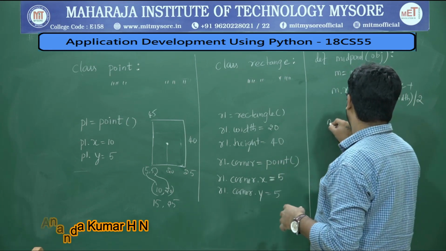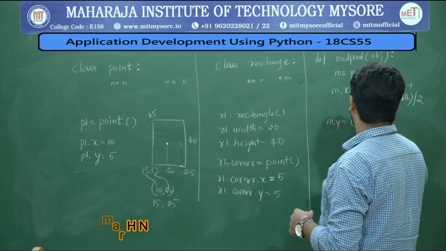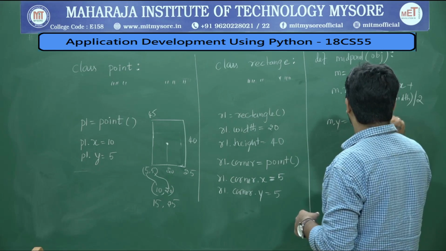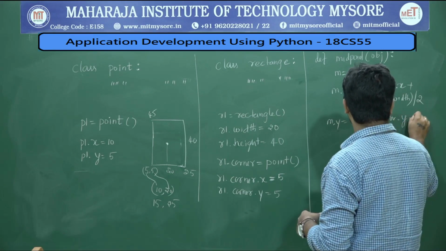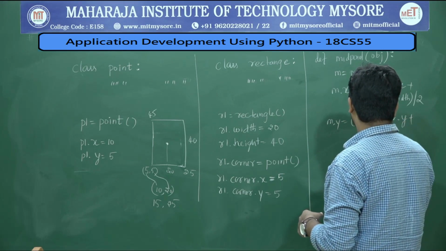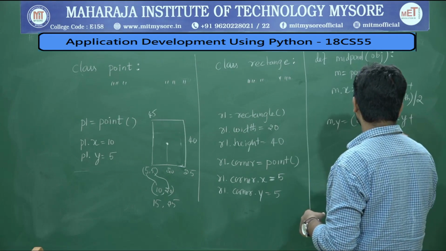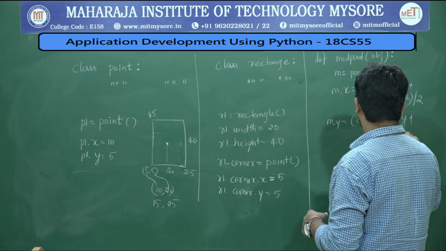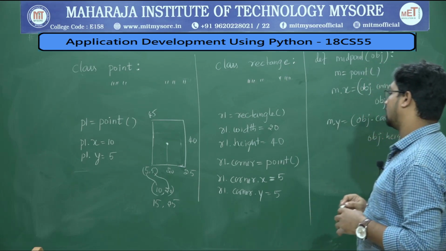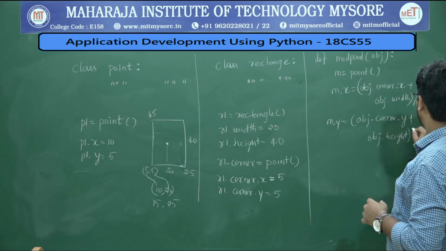In the same way, m dot y is equal to obj dot corner dot y plus obj dot height value, again divided by 2.